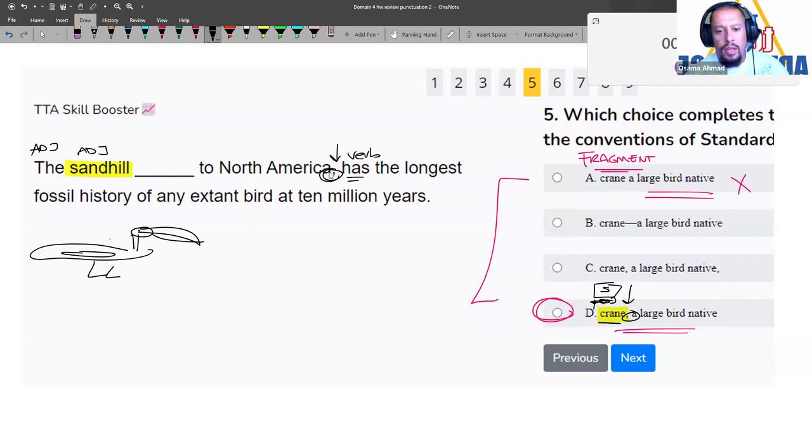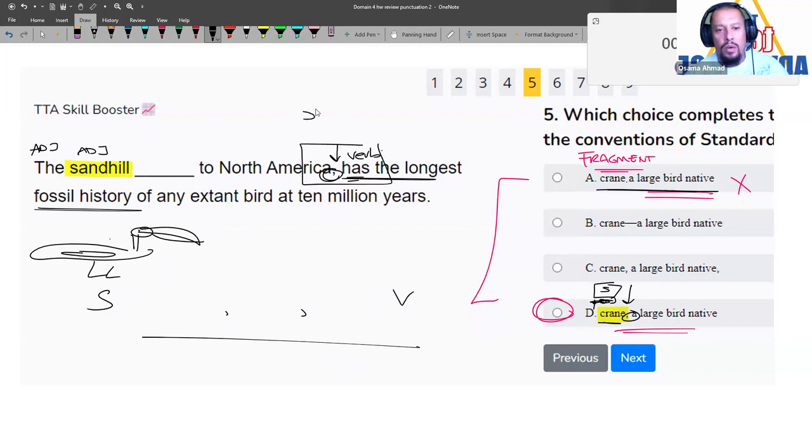So the crane has the longest fossil history. Subject, comma, verb structure. Your answer A only gives me comma verb. Comma verb is incorrect. Comma verb is incorrect. Always remember this.